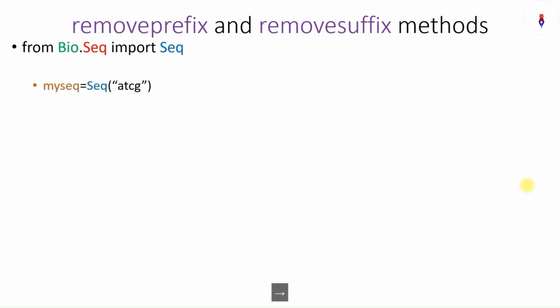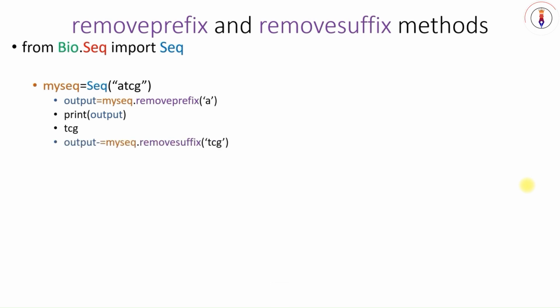Let's suppose we have a sequence ATCG saved in a container called mySeq. To remove a part from the left end of the sequence, type this command. The result is saved into a container called output. Now print the output. You can see that A has been removed now. Now remove TCG from the right terminal of the sequence with this command. When you print the output, you will see only A because the rest of the part has been removed.